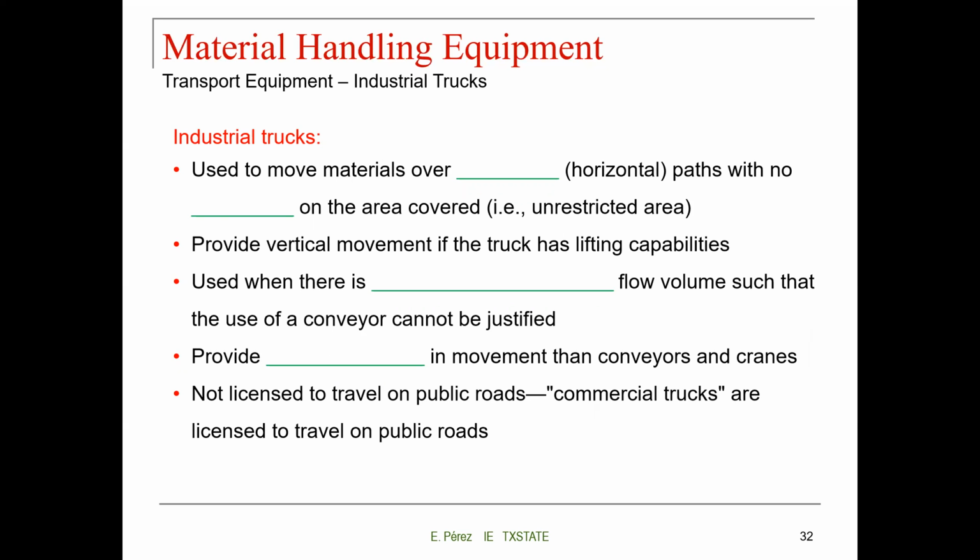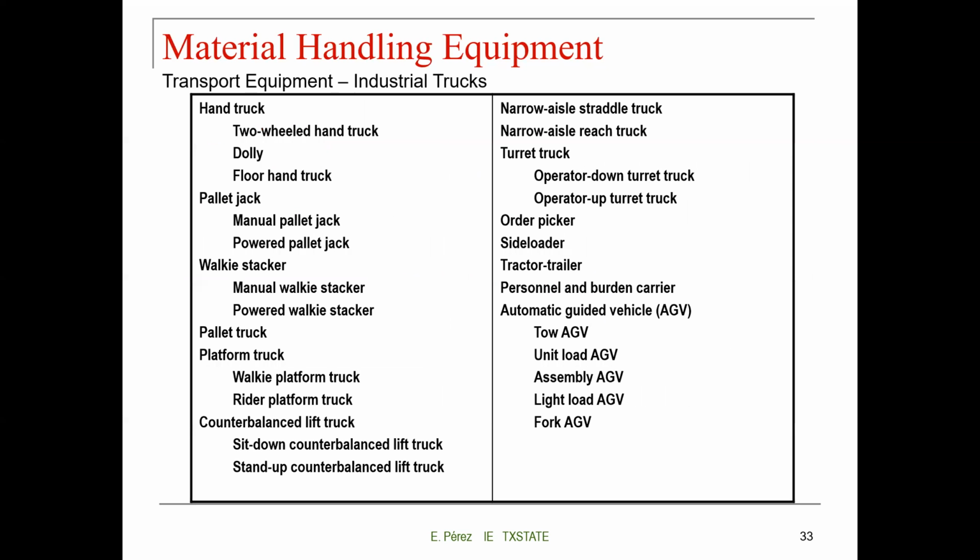So in terms of industrial trucks, these are used to move materials over variable horizontal paths with no restrictions on the area covered. They provide vertical movement if the truck has lifting capabilities. They are used when there are insufficient or intermittent flow volumes, such that the use of a conveyor cannot be justified. They provide more flexibility in movement than conveyors and cranes, and are not licensed to travel on public roads.